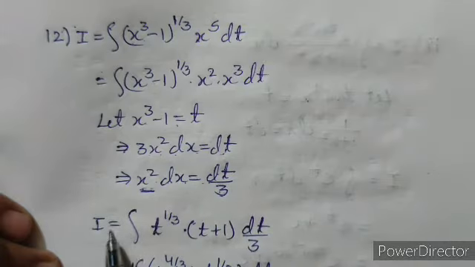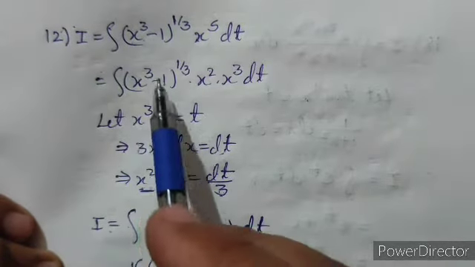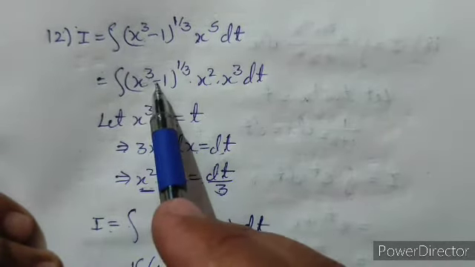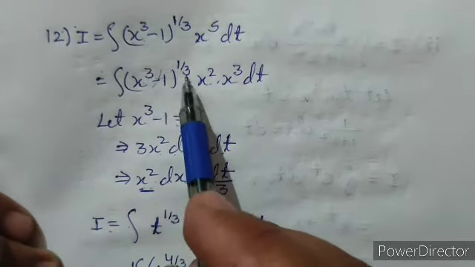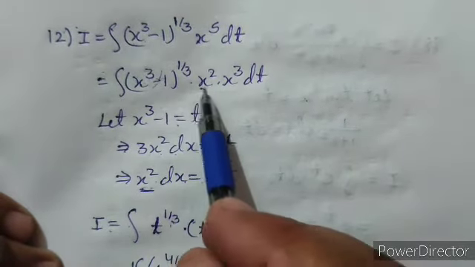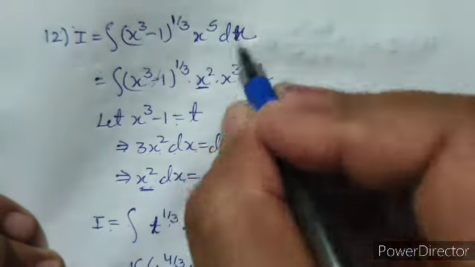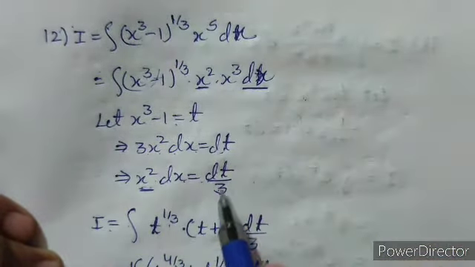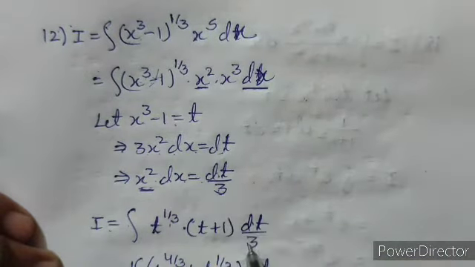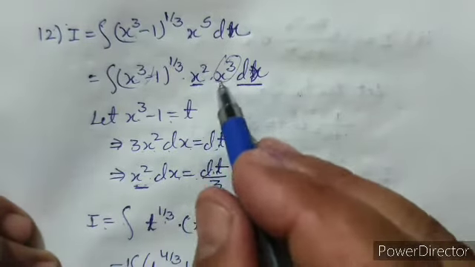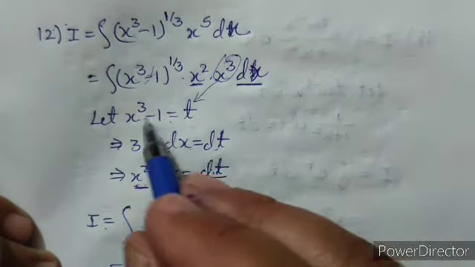This will give us I as, now here x cube minus 1 was taken as t, so this will be t raised to power 1 by 3. Now x square dx can be written as dt by 3, and this x cube will be equal to t plus 1.